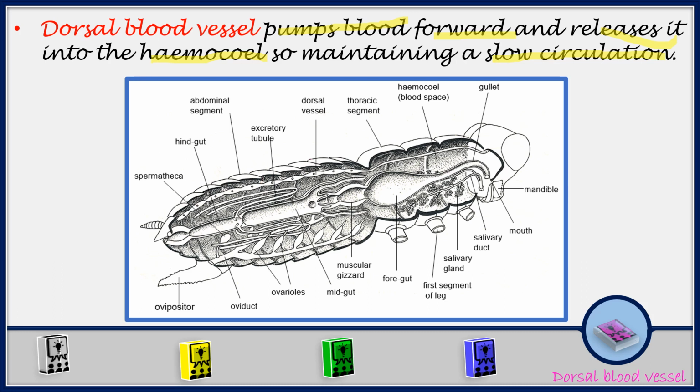So what happens here is that the blood flows in that direction, and as it is flowing in that direction, it is passed out at the front and poured into the haemocoel. When it is poured into the haemocoel, it moves through the whole haemocoel, circulating blood to all the organs in the body as it passes through. But it first passes through the dorsal vessel.